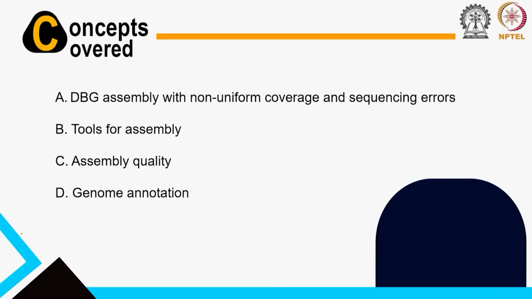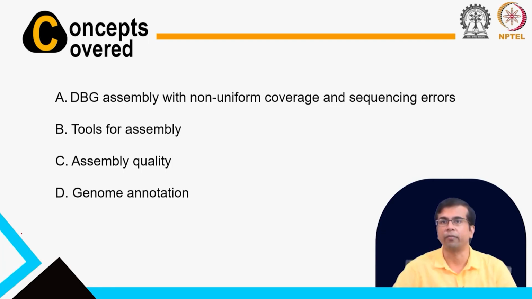So, what we will do today is we will look into special cases again with this De Bruijn graph assembly, and then we will talk about the subsequent steps after we have done the assembly. This will be the agenda for today's class. We will talk about DBG assembly with non-uniform coverage and sequencing errors, how this non-uniform coverage and sequencing errors actually affect the assembly process and what is the outcome.